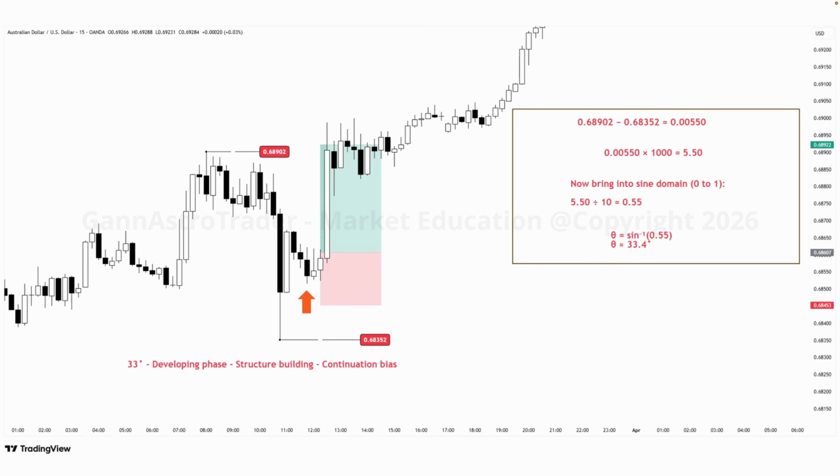As price progresses from this point, we observe continuation rather than failure. The market holds its structure, forms higher levels, and continues moving in the same direction. This confirms that the movement is aligned with a developing phase within the cycle. Because the movement has reached a higher angular phase, it gains stability. At this stage, the structure supports continuation rather than reversal. The market is no longer forming direction, it is expressing it.